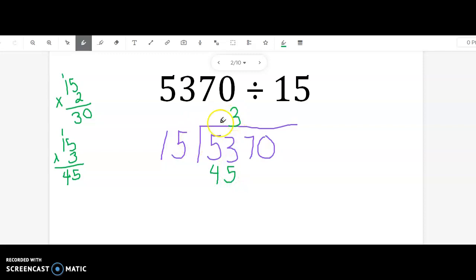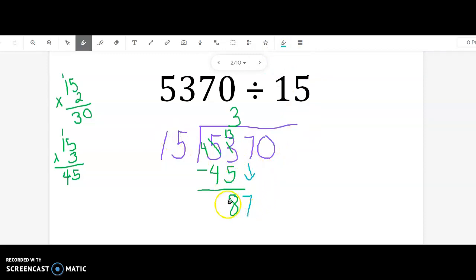So I multiplied 15 times 3 to get 45. I can't go over 53, but I can go under because I'm going to then subtract. 3 take away 5, can't do that. Need to do some regrouping and make this a 4, and this becomes a 13. All right, 13 take away 5 is 8. Next step, I'm going to change the colors, keep it fresh here. Bring down my 7.